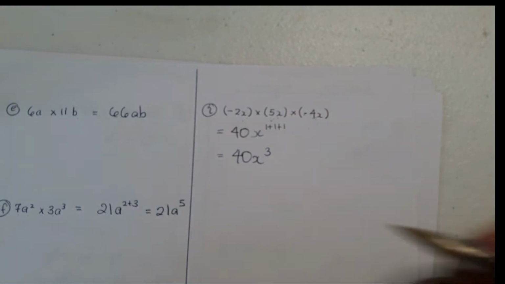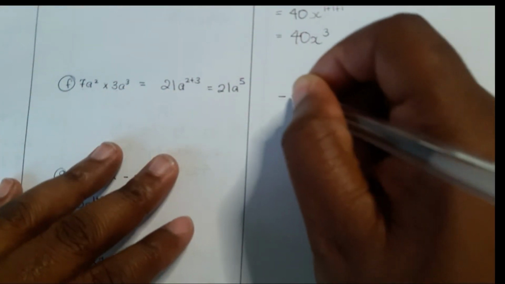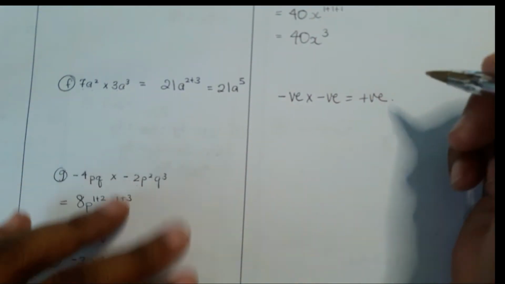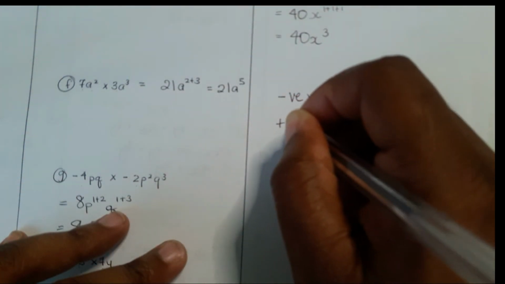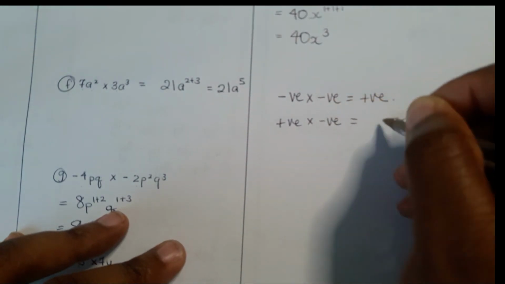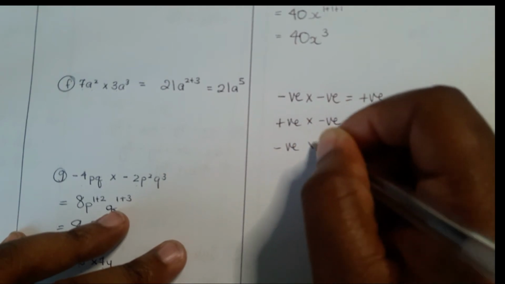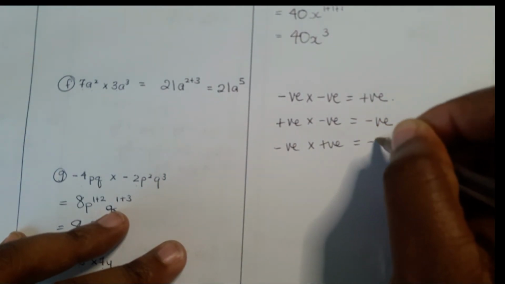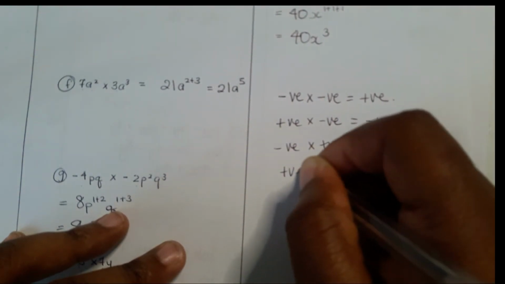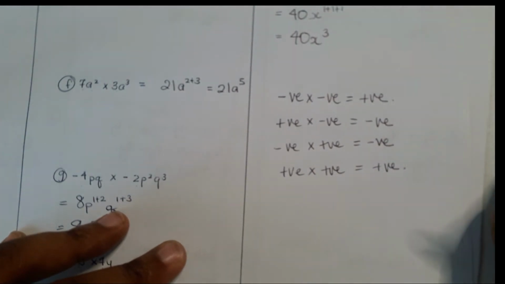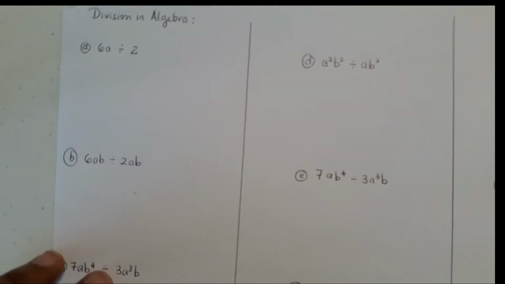Yay. Okay, so some important things to remember: a negative times a negative equals a positive number. A positive times a negative will be equal to a negative number. A negative times a positive number will equal a negative number, and positive times positive will equal a positive number. Yay. Okay, and now for the last part, we're going to do division.